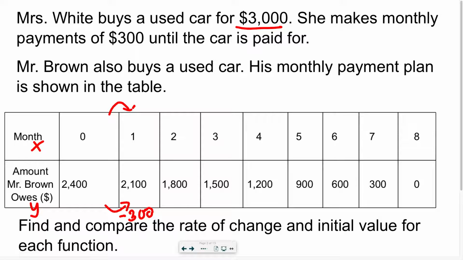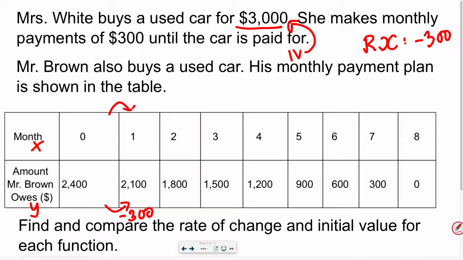So what is the rate of change then? What's our rate of change? What is our rate of change here? We know she started with a debt of $3,000, and then it says she's going to make monthly payments. So how is our amount changing every month? It's decreasing by 300. What number represents a decrease of 300? Negative 300. Perfect. And our initial value is 3,000.